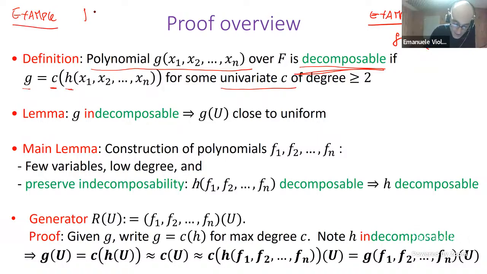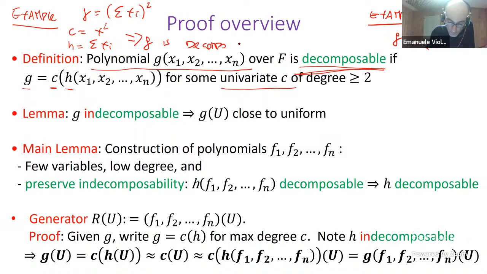So if G is the sum of the xi's squared, this is maybe the simplest possible example. This thing is decomposable, so I can take C, my univariate polynomial, to be just x squared, and H would be just the sum of the xi's. So this implies that G is decomposable. You can think of other examples, of course, but this is simple. So C is a univariate polynomial, and you decompose as this.